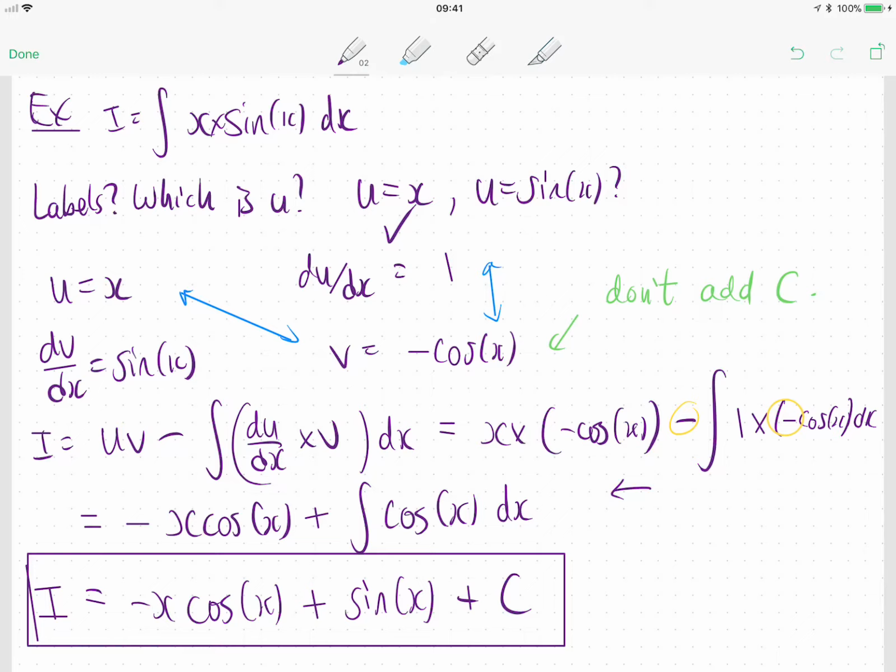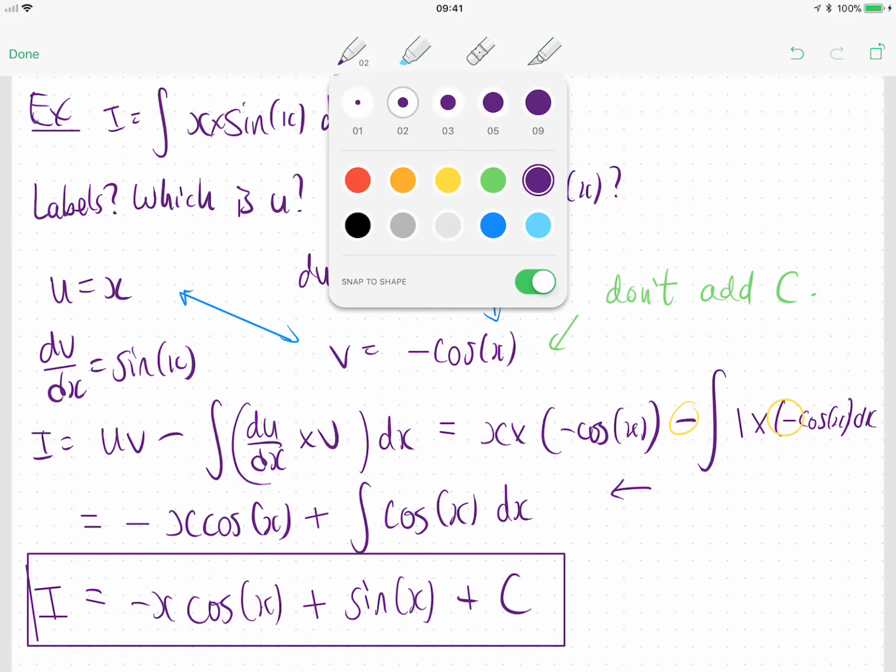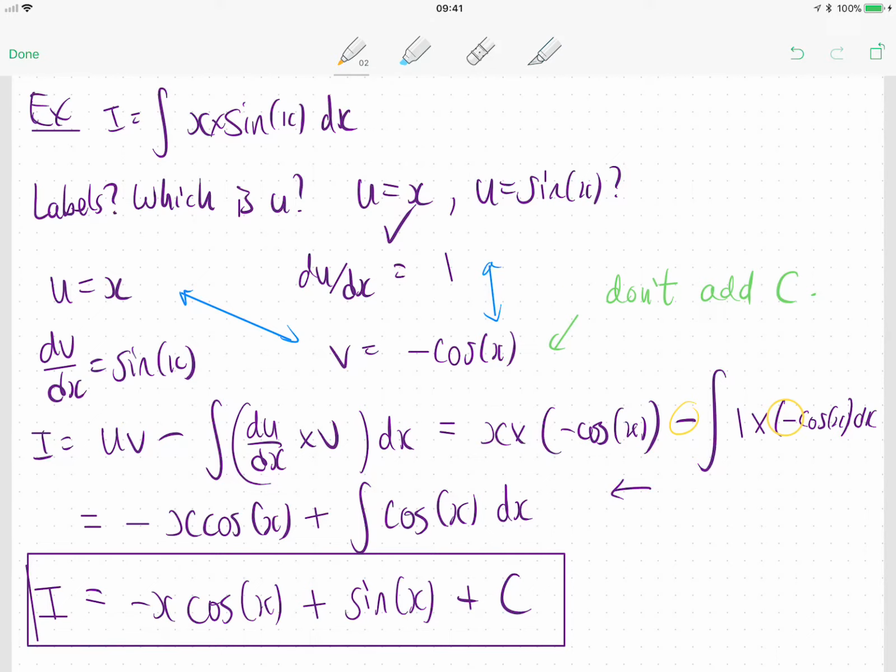Okay, so what actually went on there? Well, we simplified this thing, so integrating x sin x, to a slightly different problem: 1 times minus cos, and this one was much easier to integrate. Okay, so there's our first example. Let's try another.